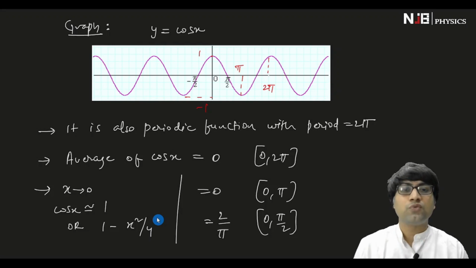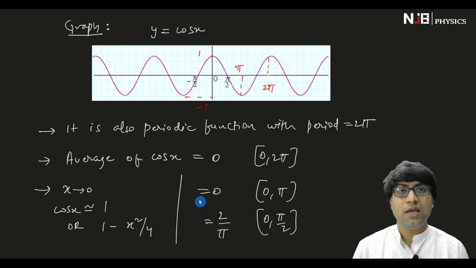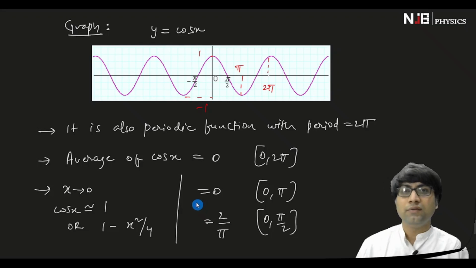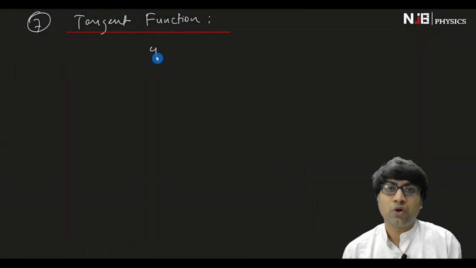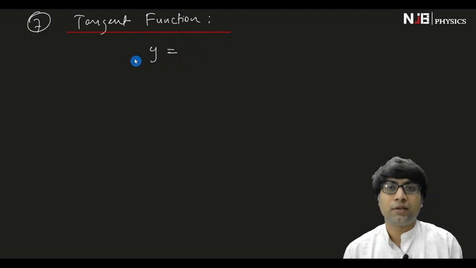So all these things which we have written are going to help us in physics. We must memorize them as it is. Let us now talk about the tangent function. Well, the tangent function is not going to be of much help in physics, but still we'll talk a few things about it. This is y equal to tan of x.